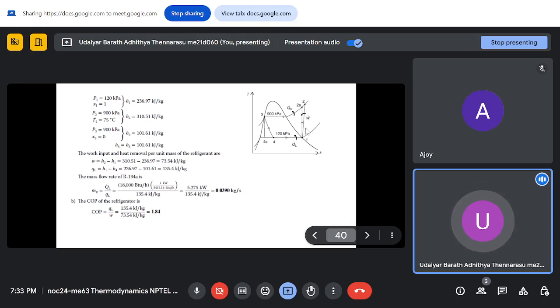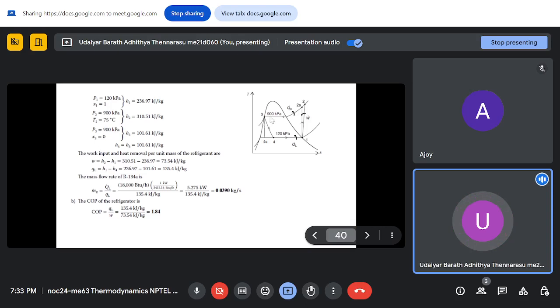So this is the ideal case: 1, 2, 2s, 3, 4. But we don't have isentropic, so 1 to 2, 3, 4, that is your first cycle. So pressure at 1 is known, 120 kilopascal and saturated vapor. So from an R134A chart or a PH diagram or TS diagram you can find out enthalpy as 236.97 kilojoule per kg at state 1, and the same for P2, which is at 900 kilopascal and 75 degrees Celsius. This is already given, so straight away we can find out that enthalpy is 310.51 kilojoule per kg.